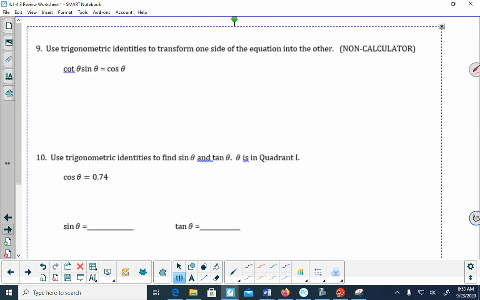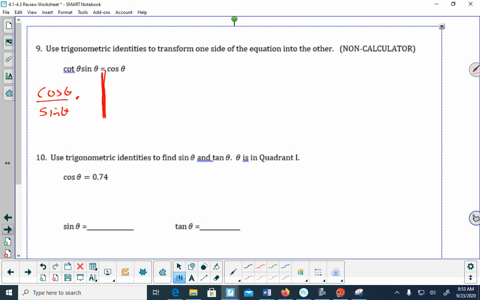Okay, number 9 says use trig identities to transform one side of the equation to the other side. Remember, I have this equal sign, which is like a barrier. I can't add, subtract, multiply, or divide anything to both sides. So my first strategy, since I'm not multiplying and nothing is squared, is I'm going to rewrite everything in terms of sine and cosine. So cotangent is the cosine of theta over the sine of theta.